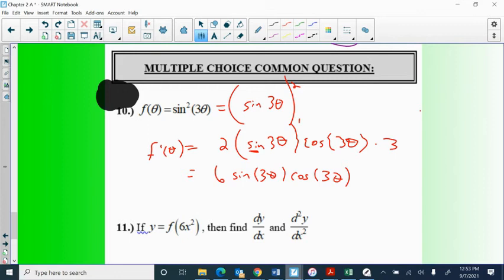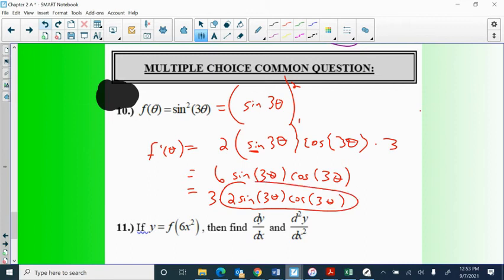Because I've got 2, so I've got 3 times... I should write that better. I've got 3 times 2 sine 3 theta cosine 3 theta. So this is the expanded double angle, right? So how would I combine that up? What does 2 sine 3 theta cosine 3 theta become?